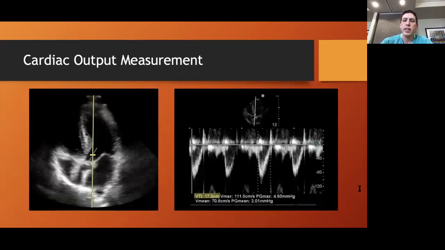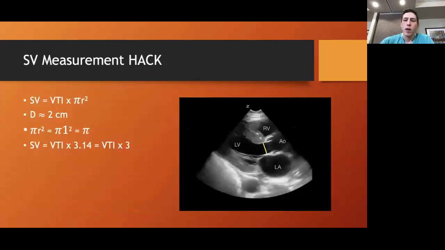The LVOT VTI is measured in the apical 5 window by placing your pulse wave Doppler just behind the aortic valve in the outflow tract. And we'll get an image which looks like this. Now we trace the parabola and the machine will integrate the velocity over time, providing us with a distance in centimeters. Next, we measure the LVOT diameter, which is done in the parasternal long axis view. And using this, we can now calculate the stroke volume.